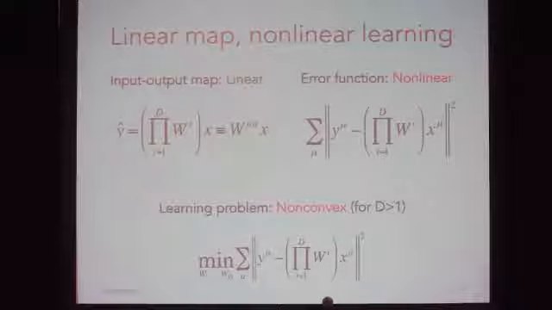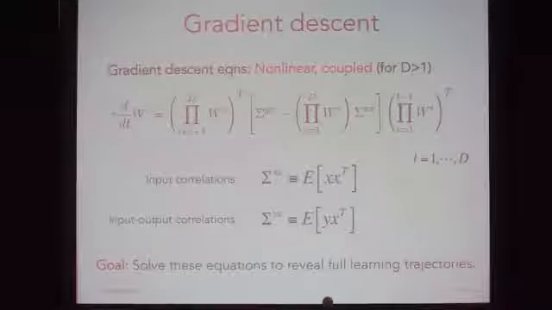Okay, so why aren't they trivial? Well, it's a question of what is linear. It's the input-output map that is linear, all right? But the error function is nonlinear. So when you're doing learning, you're plugging this linear input-output map into a nonlinear error function, and the minimization problem that you're trying to solve is non-convex, actually, provided that you have a deep network. And so the gradient descent dynamics that arise from this are nonlinear and coupled. And if you look at that equation, you'll see there's cubic interactions in the weights.